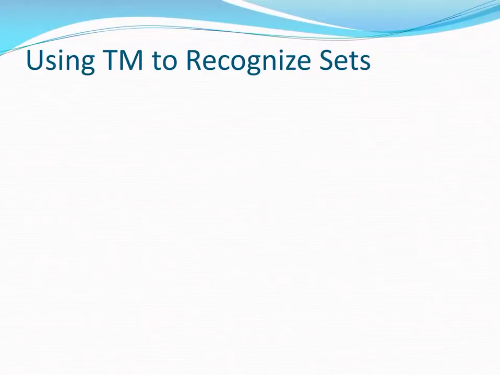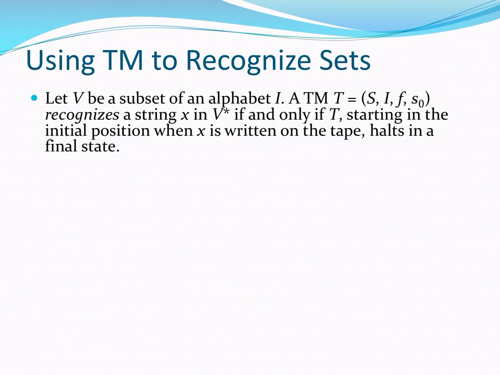We're in Rosen, Discrete Mathematics and its Applications, section 13.5 on Turing machines. And here we're going to talk about two different applications of Turing machines. One is to recognize sets and the other is to act as a function. When recognizing sets, what we consider is V, which is a subset of our input and output alphabet I.